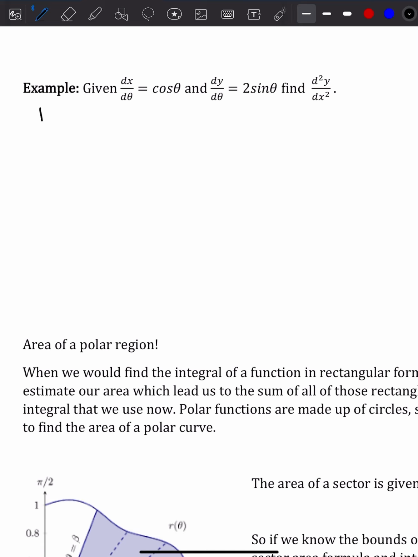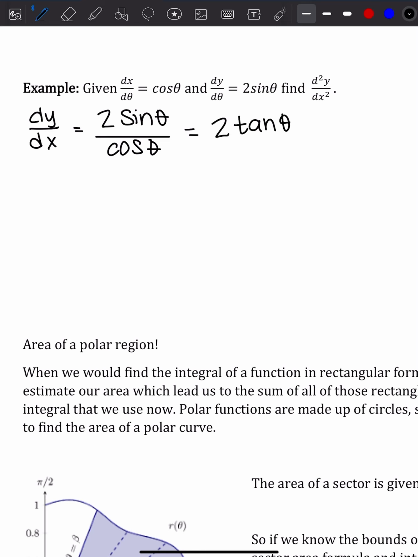So the first thing that we want to know is what is dy over dx? Well, dy over dx is equal to the derivative of y with respect to theta divided by the derivative of x with respect to theta. So we have 2 sine theta over cosine theta. One of the things that's really going to help us here is to know those trig relationships. So I know sine over cosine is the same thing as tangent. So 2 sine divided by cosine is the same thing as 2 times tangent.